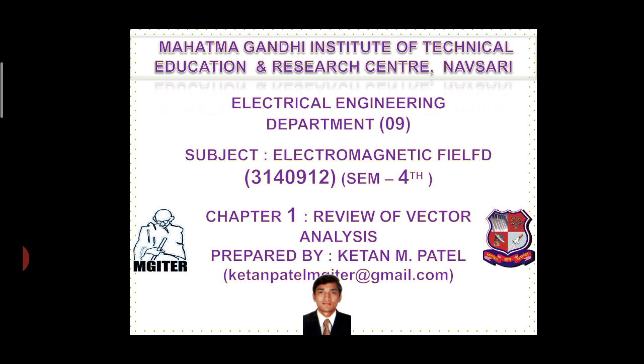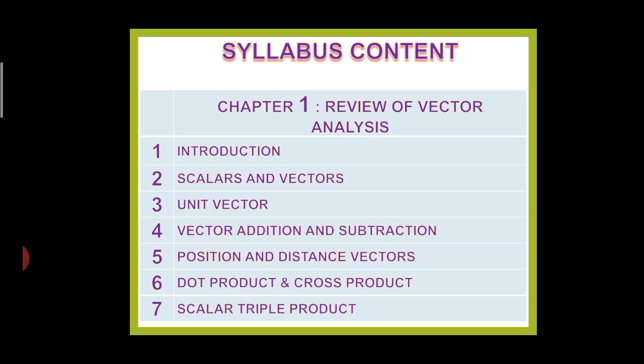Today we will discuss chapter number 1, Review of Vector Analysis. Now, the syllabus content. First is introduction, second is scalars and vectors, third is unit vector, fourth is vector addition and subtraction, fifth is position and distance vectors, sixth is dot product and cross product, seventh is scalar triple product.